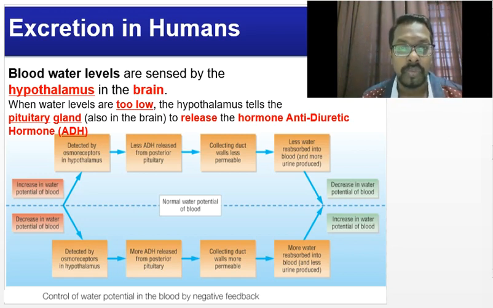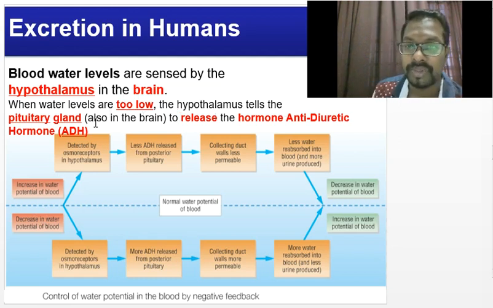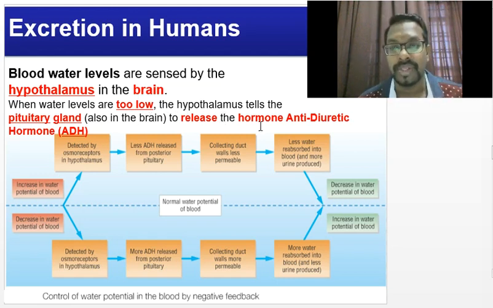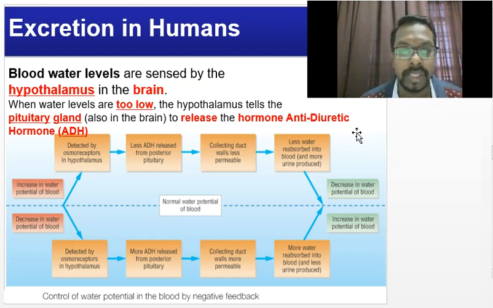When water levels are too low, the hypothalamus tells the pituitary gland, which is also in the brain, to release ADH, anti-diuretic hormone. What is this whole thing about? When your body is dehydrated very badly, you don't urinate much. You can be without urinating for the whole day. When your water level is high, you keep drinking water and frequently go to the washroom, because the water level is higher than normal. So it's a negative feedback.